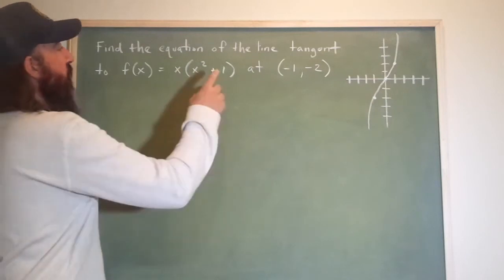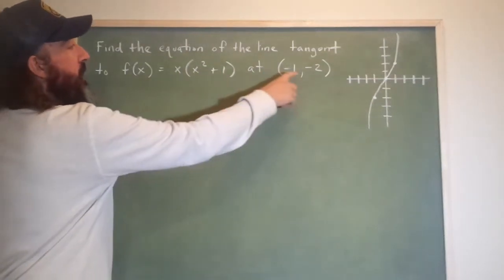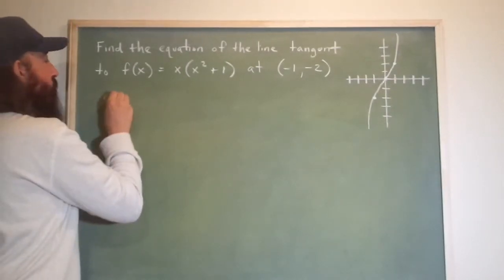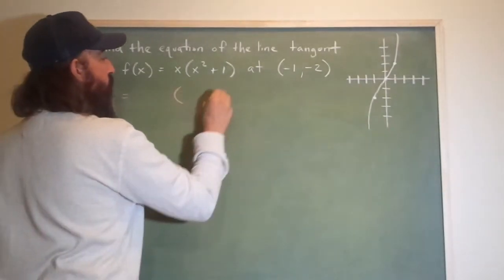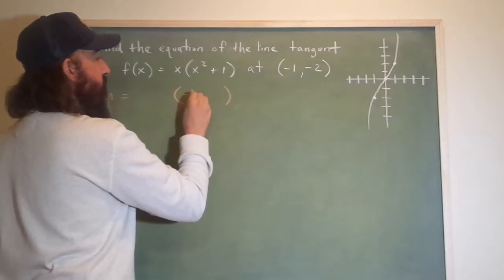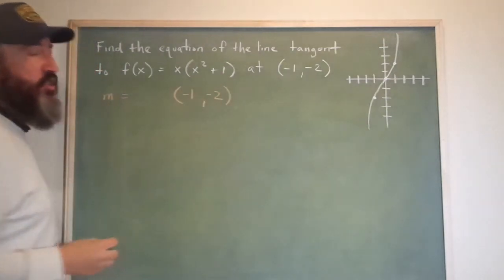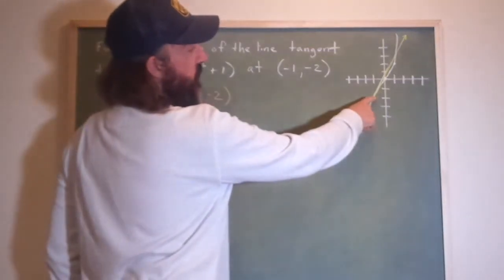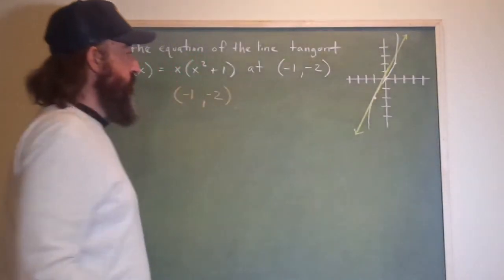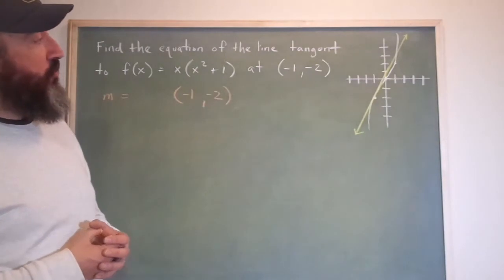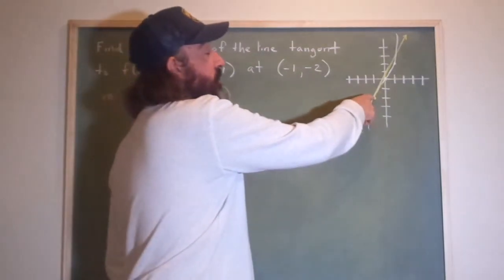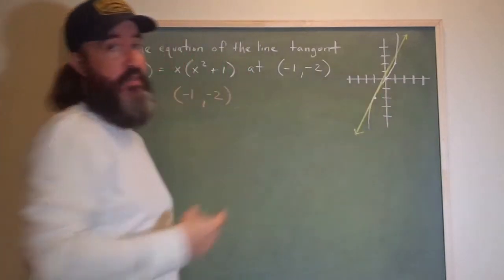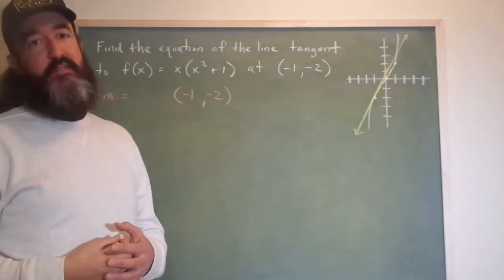Find the equation of the line tangent to a function at a given point. And of course, to write the equation of a line, we need a slope and we need a point. Well, I believe we have the point. The point is negative 1 comma negative 2. So here's a picture of the line tangent to the function at the point negative 1 comma negative 2. We know a point that the line goes through. We need the slope of this line, and of course the slope of this line is the slope of that function at the point negative 1 comma negative 2.